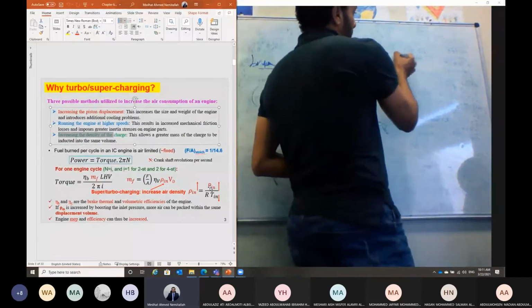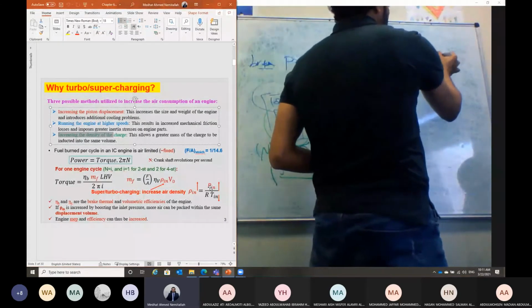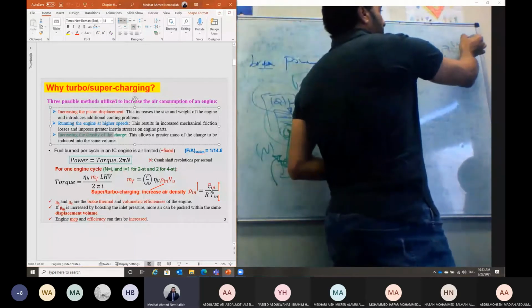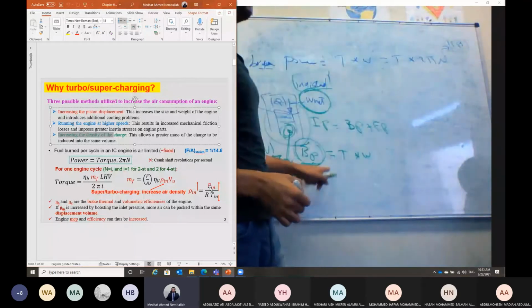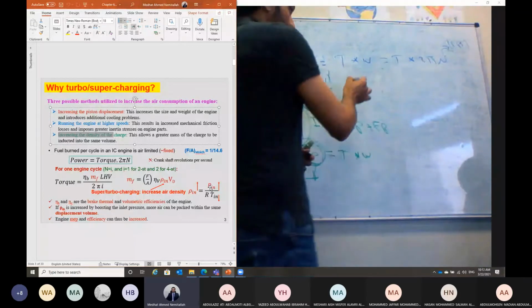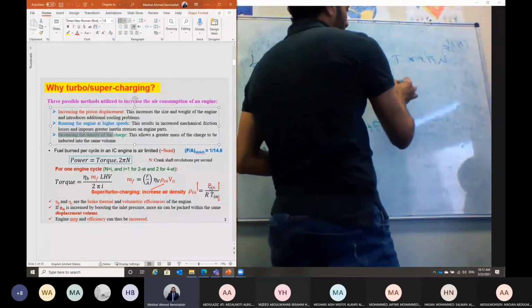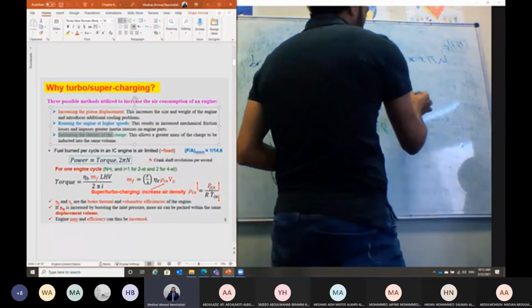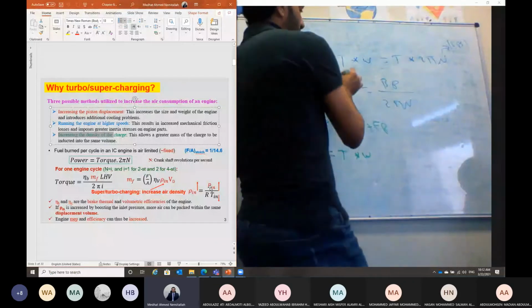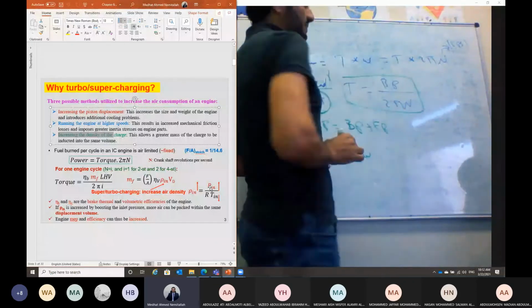So this torque multiplied by omega, which is 2 pi n. If this n is the revolutions per second of this crankshaft, we can define the brake power as equal to the torque times omega, or we can say the torque will equal the brake power divided by omega, which is 2 pi n in this case. Here n is the number of revolutions per second.